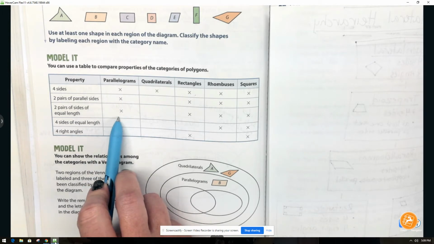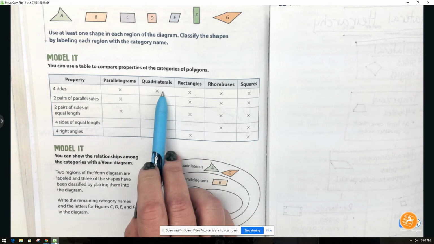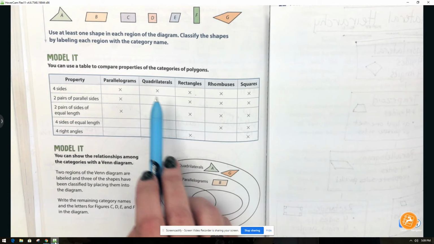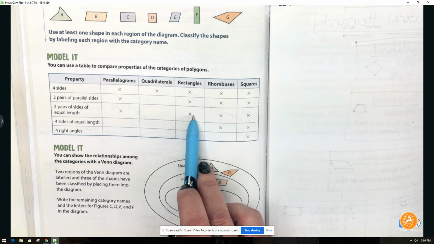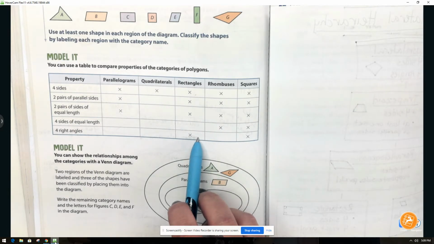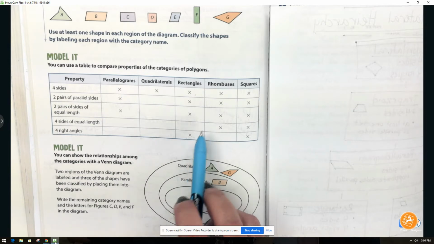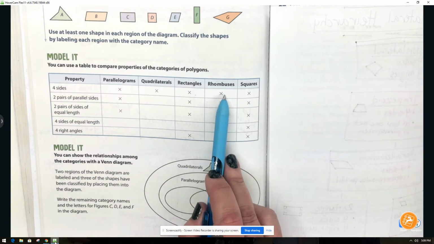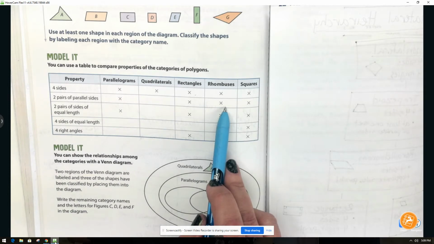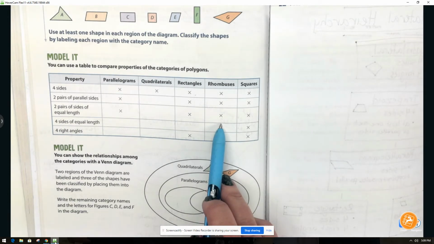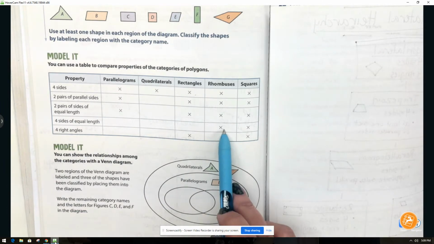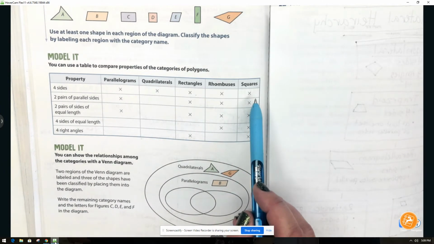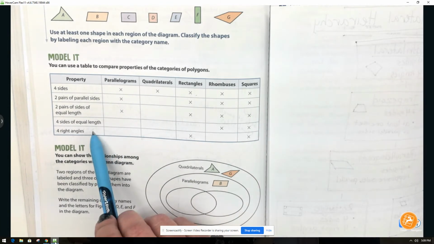Those are all attributes of a parallelogram. Attributes of a quadrilateral, they only have 4 sides. Rectangles have 4 sides, 2 pair of parallel sides, 2 pairs of sides with equal lengths, and they have 4 right angles. A rhombus has 4 sides, 2 pairs of parallel sides, 2 pair of sides of equal length, and 4 sides of equal length, because all sides are equal, so this one automatically counts. And then squares, being the most specific, actually have all of these categories.